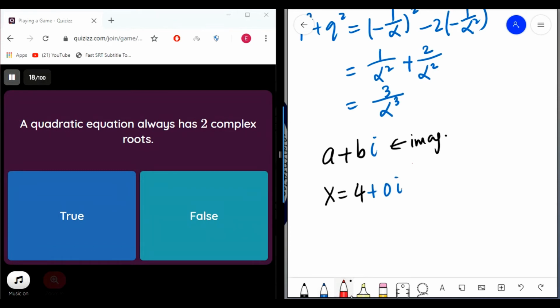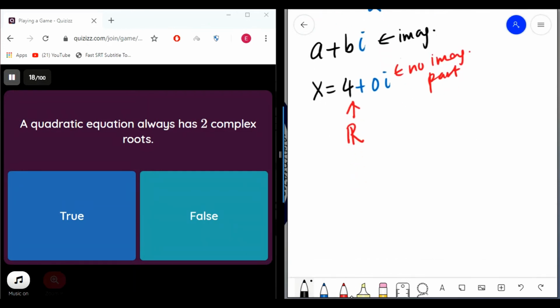Meaning there is no imaginary part. That's why we call this number 4 a real number. Then you ask me again, what about those with only 1 root? Well, algebraically, a quadratic equation will always have 2 roots, but they can be equal. For example, the quadratic equation from earlier.